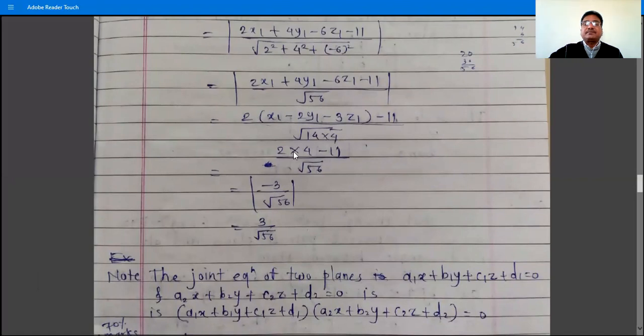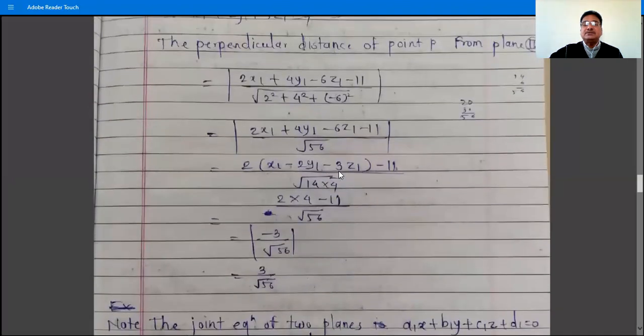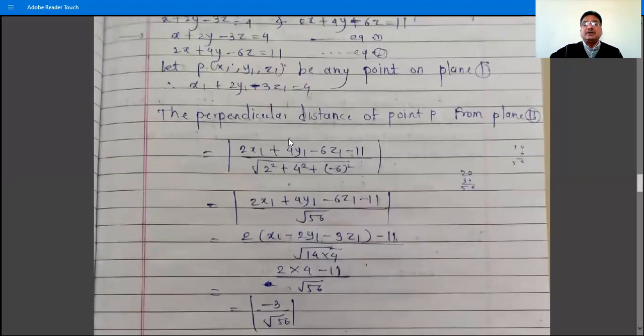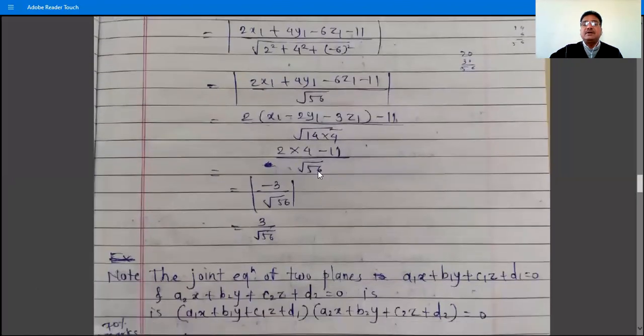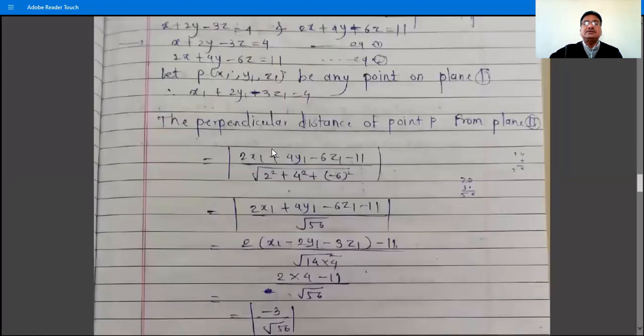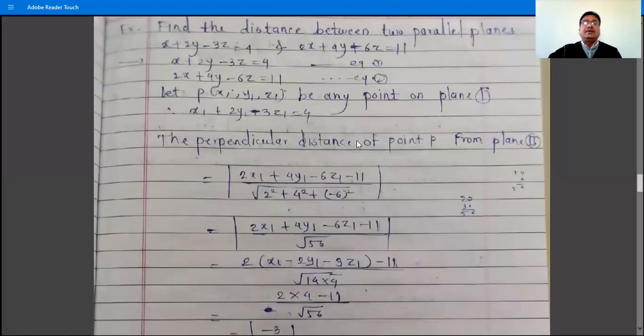And then the numerator is what? 2 times, and the value of x1 plus 2y1 minus 3z1 is 4 from this equation. So write the value 4 minus 11 divided by root 56. That is minus 3 divided by root 56, and its mod is what? 3 by root 56. So this is the distance between two parallel planes. So in order to find the distance between two parallel planes, take any one point on the first plane and find the distance of that point from the other plane.